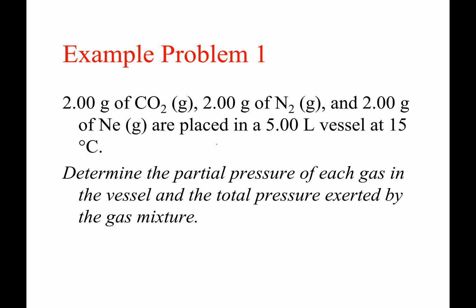It also gives us the volume of our container, which is 5.00 liters. And then it gives us a temperature, which we're going to have to convert to Kelvin, 15 degrees Celsius. We can do that. And we're supposed to come up with the partial pressures. So in other words, we want the partial pressure of CO2, the partial pressure of N2, and the partial pressure of neon.